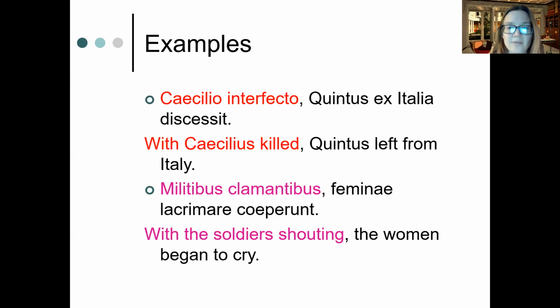The second ablative absolute, so the first one used a perfect passive participle. They're both ablative singular, they go together. The second one is plural. Notice -ibus and -ibus, right? Militibus clamantibus, with the soldiers shouting, the women began to cry.